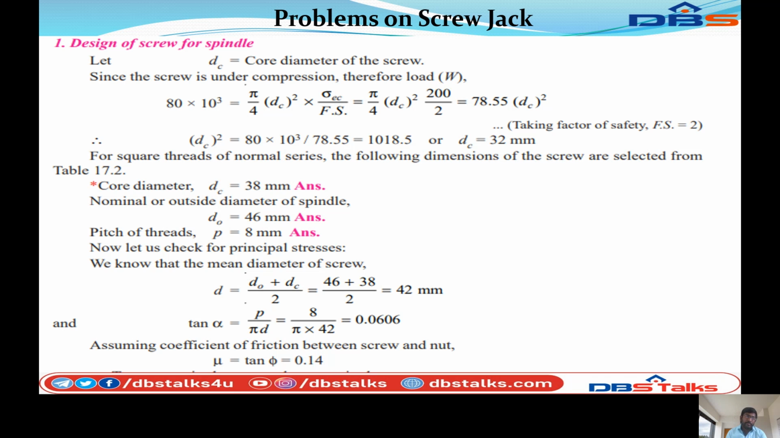So tan alpha equal to P by pi d. Pitch is equal to 8 mm, already taken from the tabular column in the data book, pages 8.25 and 8.26. So tan alpha equal to 8 by pi into 42. So tan alpha equal to 0.0606. So assuming the coefficient of friction between the screw and nut, mu is equal to tan phi equal to 0.14.